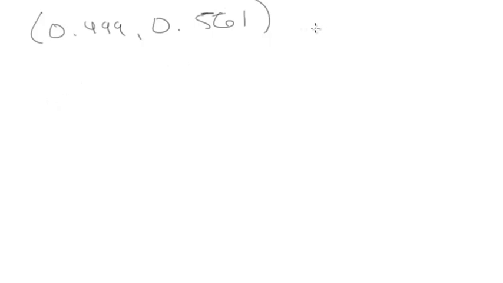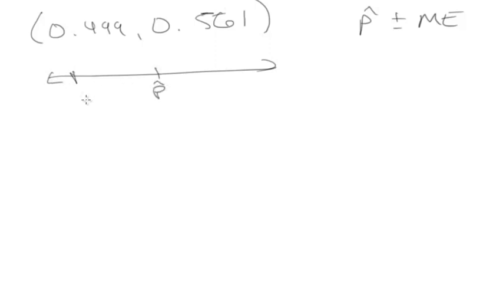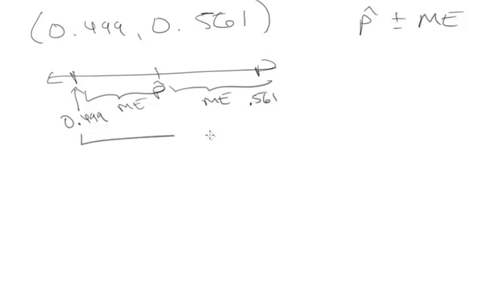And I want this to be in the form of p hat plus or minus the margin of error, but I'm looking at that and I'm not seeing the margin of error. So what I do know is on the number line here, I've got the sample proportion, and if I go down by the margin of error, I'm going to find myself at 0.499. And if I go up by the margin of error, I'm going to find myself at 0.561. So the distance from here to here is 2 margins of error apart.